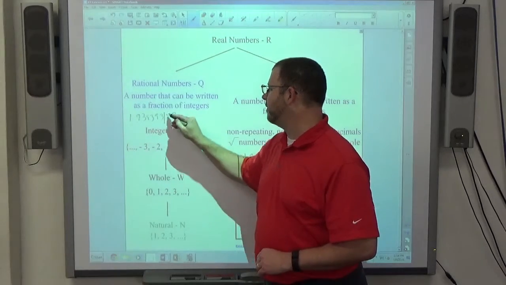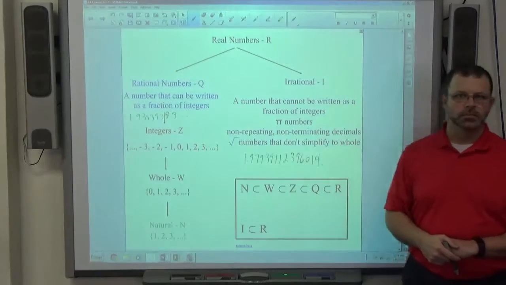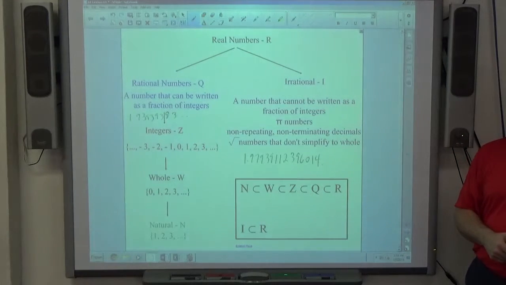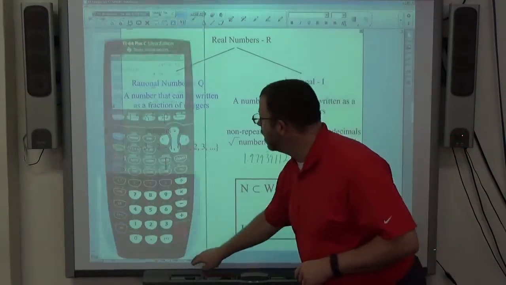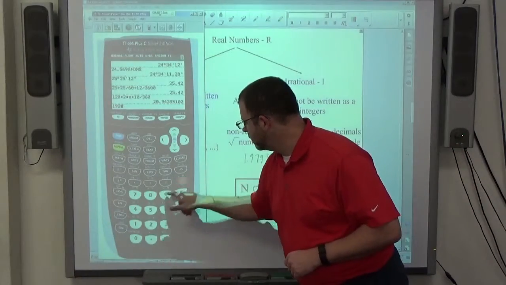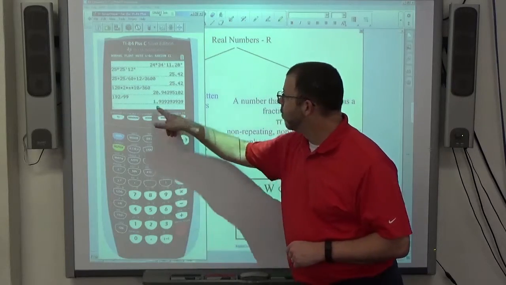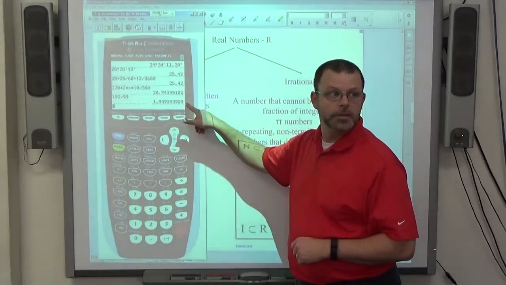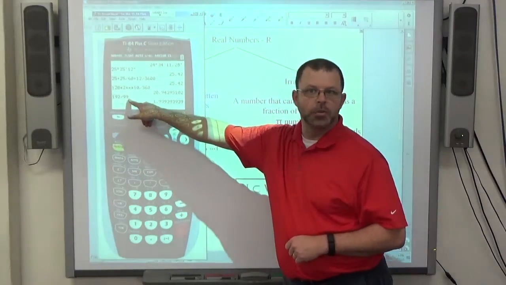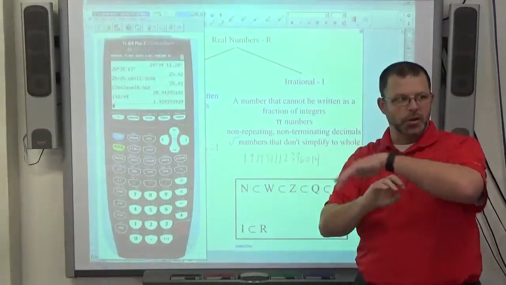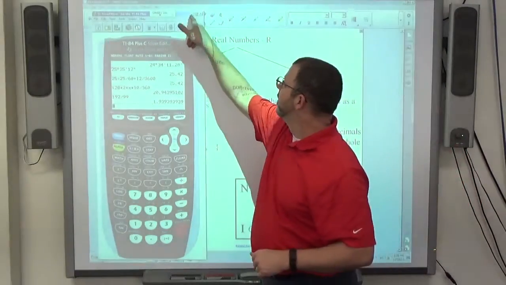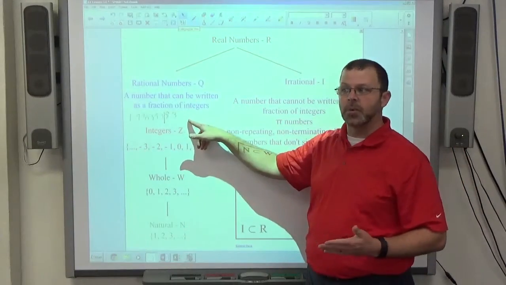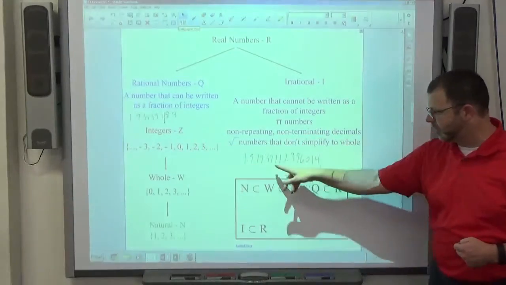If I have 1.93939393 and so on, that's rational. It just keeps repeating. It goes on forever, but it repeats itself, which means it can be written as a fraction of integers. And to prove it, 1.939393939 is 192 over 99, two integers. Integer over integer is rational. So again, just because you see the dots doesn't mean it's irrational. It has to have a non-repetition of digits.